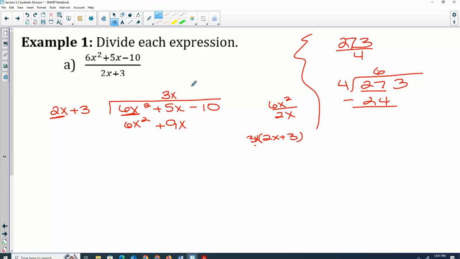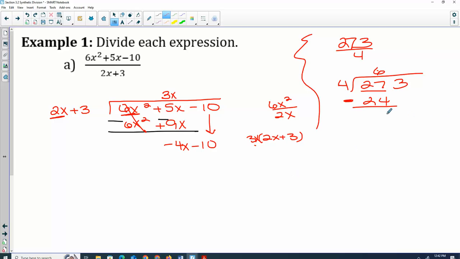Alright, so we divided, we multiplied. Now what do I need to do? Subtract. If I want to subtract this, the easiest way is just to run a negative through and then combine like terms. So 6x squared minus 6x squared, those cancel. 5x minus 9x. And then we just bring down this negative 10. Okay, I didn't have anything to subtract from it, so it just comes down.